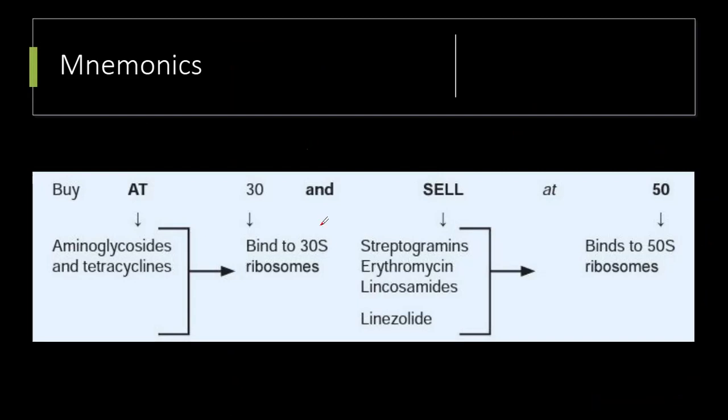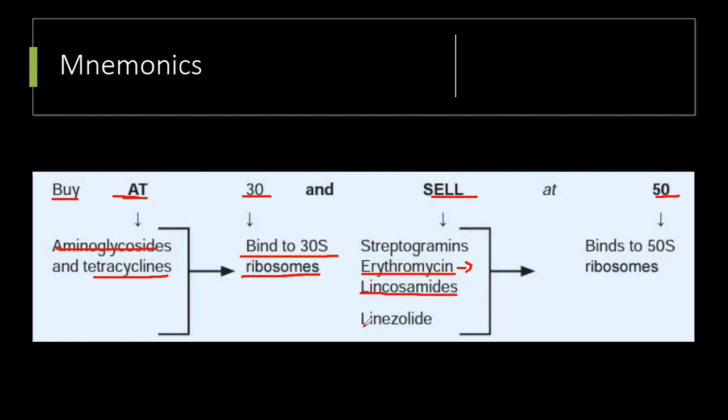Okay, I think a mnemonic to finish this so that you remember. Now, you yourself are a wise businessman or woman, wherever you are. You should buy things at 30, so buy at 30 and sell them at 50. So at 30, aminoglycosides and tetracyclines bind to the 30S ribosomal subunit. Then at 50, that is streptogramins, then erythromycin, an example of a macrolide, then lincosamides with clindamycin and lincomycin being examples.